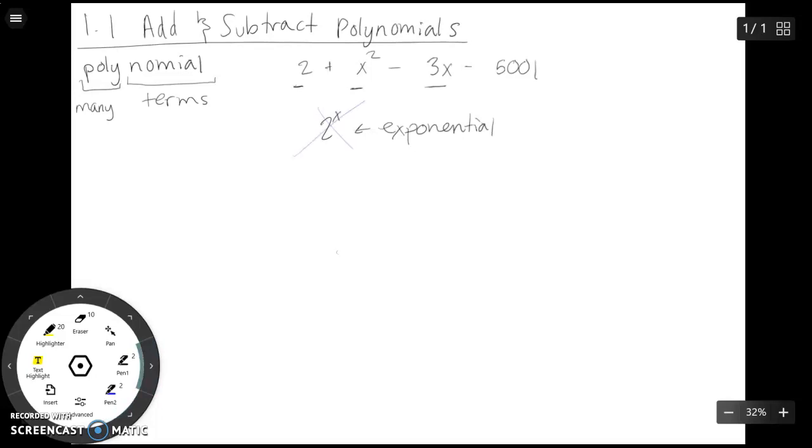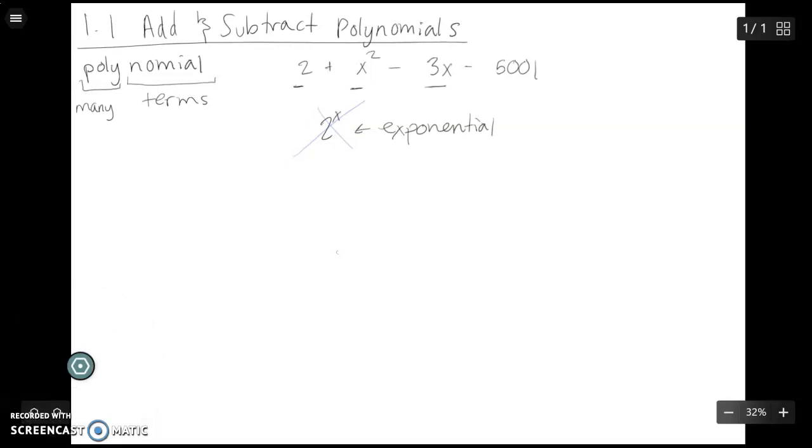So we're going to be dealing a lot with polynomials in this unit. We're just going to be dealing with things like the first thing I wrote, 2 plus x squared minus 3x minus 5001. The cool thing about polynomials is they behave very similarly to integers, which we are super familiar with. So we're going to talk today about adding and subtracting polynomials. First I wanted to show you an example of adding and subtracting an integer and show you how that's similar to adding and subtracting a polynomial.